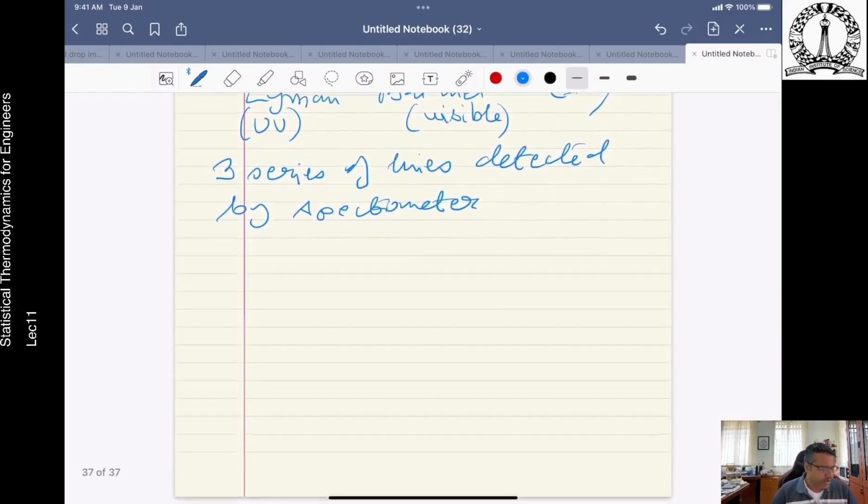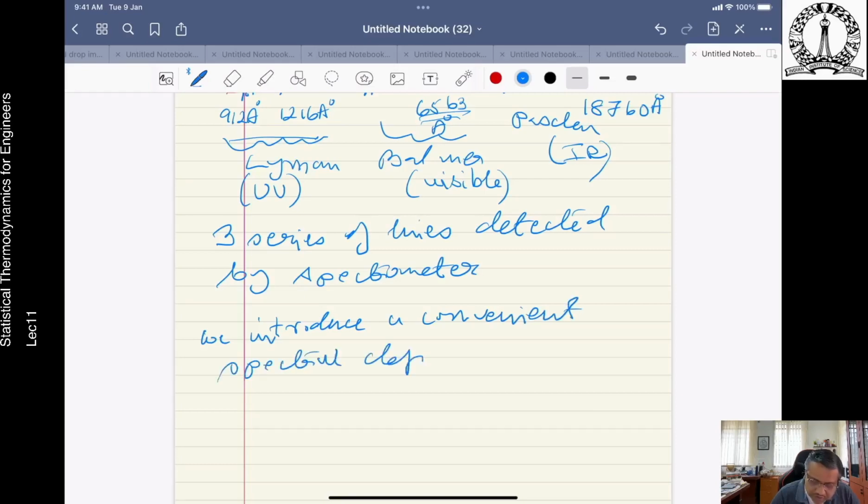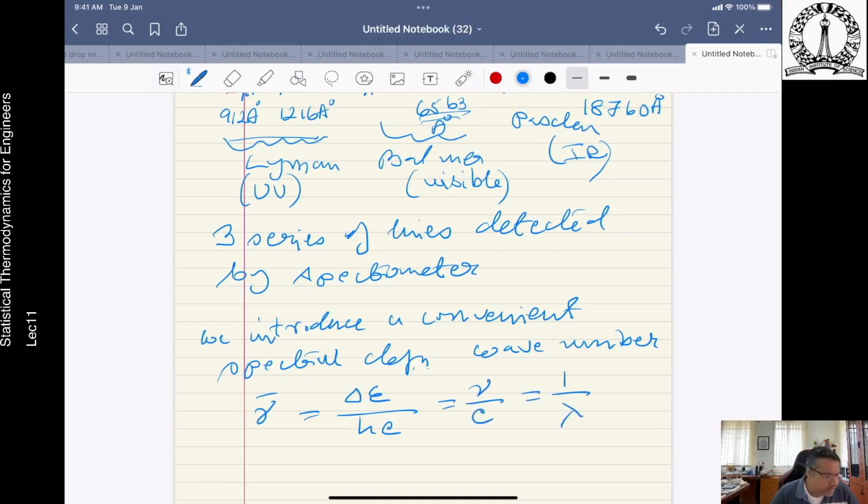At this juncture, we introduce a convenient spectral definition, which is called the wave number. The wave number has a unit of centimeter inverse. The wave number is written like this, which is basically equal to frequency by c, which is equal to 1 over lambda.